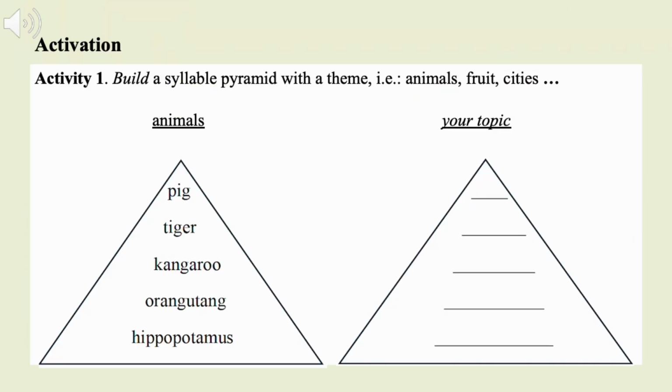Activity 1 is a good activity to introduce the concept of syllables. The pyramid goes from top to bottom with 1, then 2, then 3, then 4, then 5 syllable words. Usually students will choose a topic like food, countries, or cities to build their own syllable pyramids.